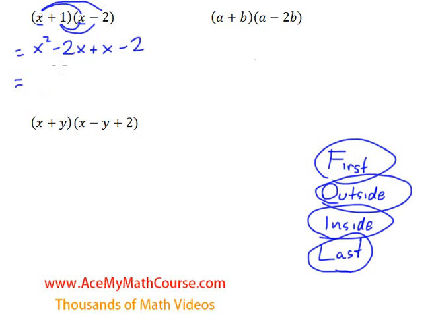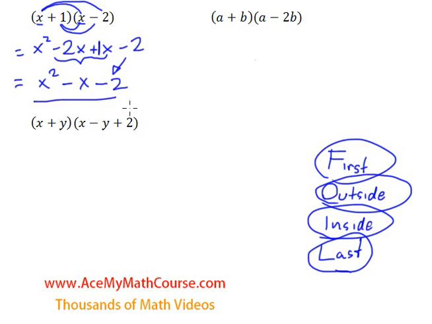Then we can combine like terms. There's only two, negative 2x plus x, there's a hidden 1 here. Negative 2 plus 1 is negative 1. So negative 1x, but I won't write the 1 because it's implied. I'll just bring down the negative 2 and the x squared. So we have x squared minus x minus 2.